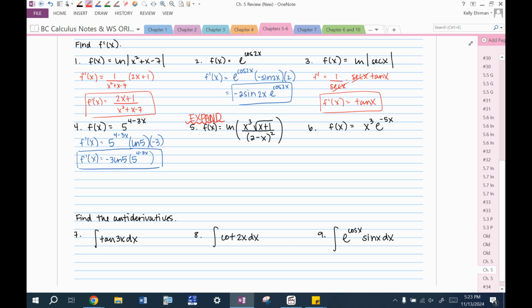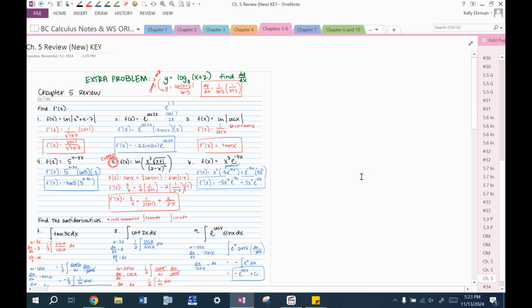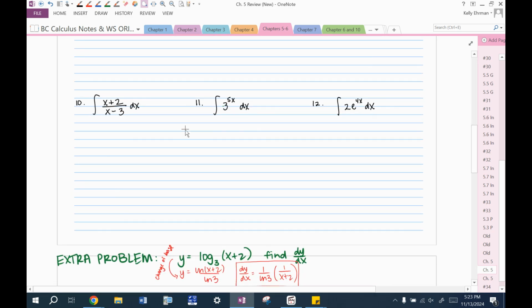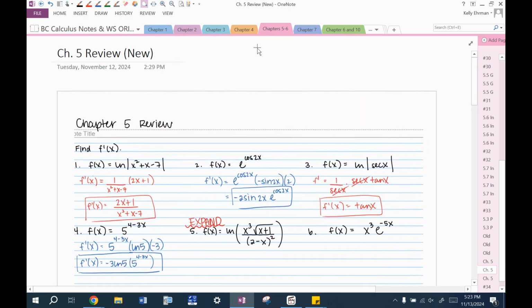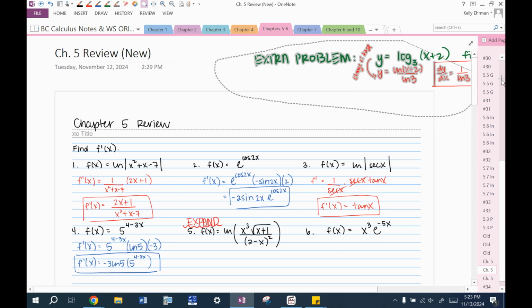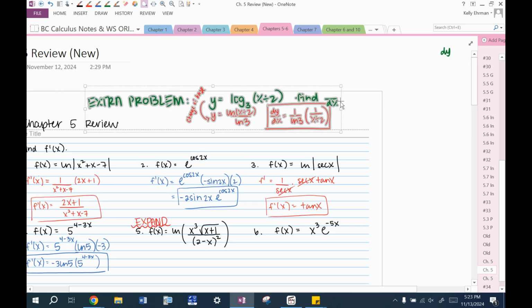And I forgot, speaking of expanding logs, I put an extra problem on the key, didn't I? So let's grab that problem. I want to talk through this one. Let me just grab it, copy it, paste it. Oh, come on. Let me try pasting it up here. I mean, really, I could have just written it out at this point. Okay, there we go.